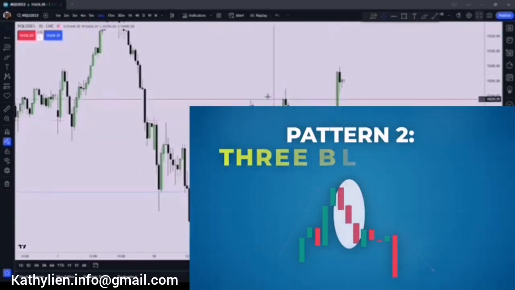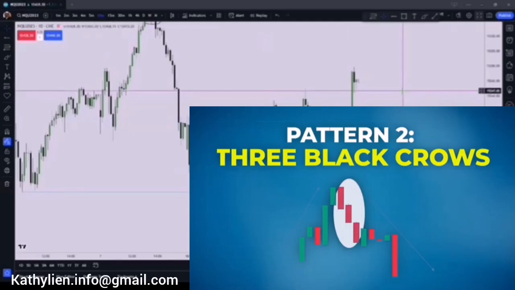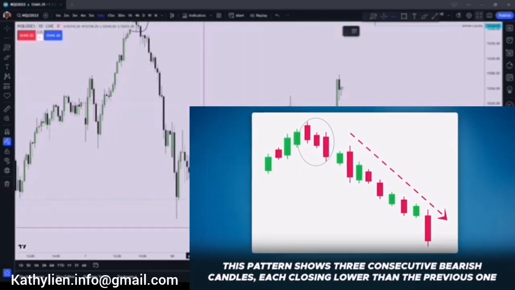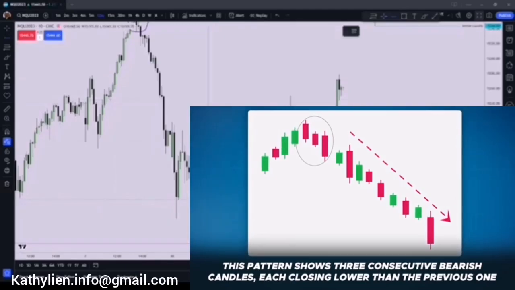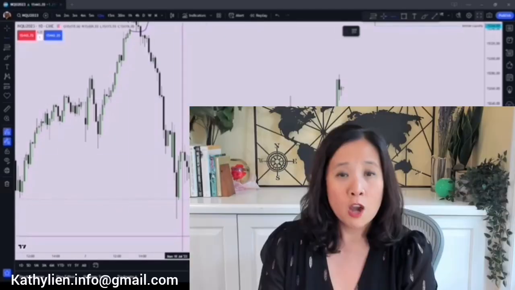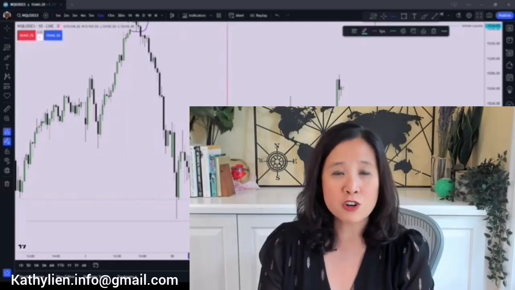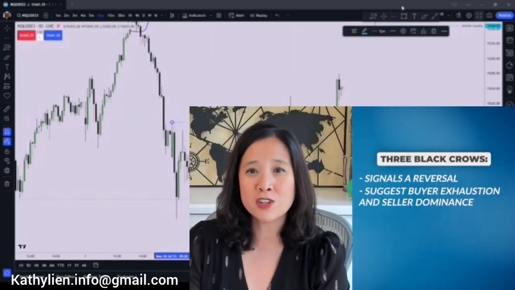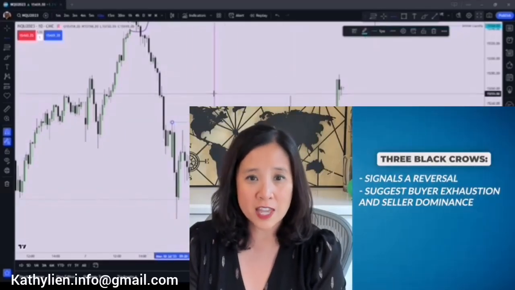Now, pattern number 2, the 3 black crows. In this pattern, you'll find 3 consecutive bearish red candles, each one closing lower than the last, and that's really important. When you see this pattern, especially after a strong uptrend, it can be a sign of a reversal because it suggests that buyers are exhausted and sellers have taken control.